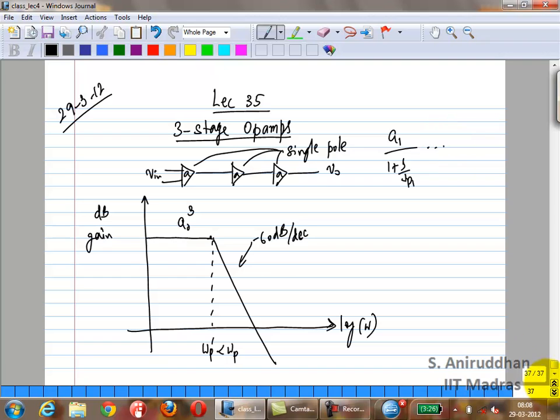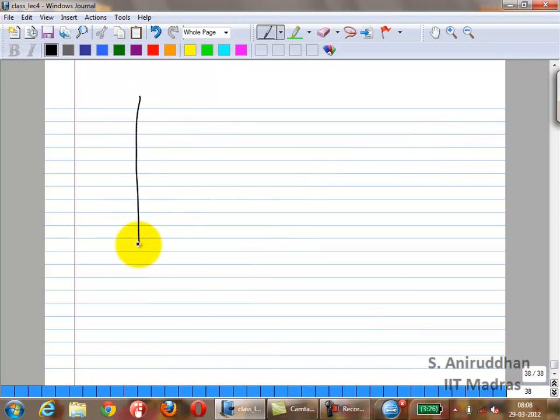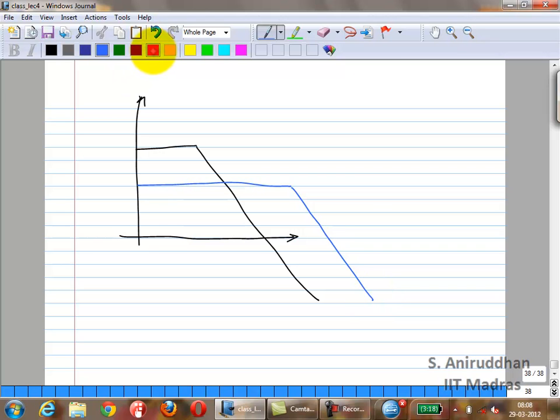So if you really want to apportion the gains, you do this for the first stage, maybe do this for the second stage, maybe do this for the third stage. You do something like this, right? Where you would make the gains different and the bandwidth different. What will the overall bandwidth look like?